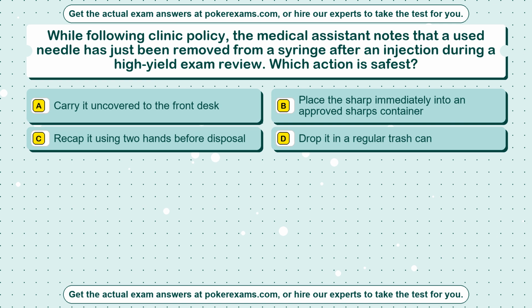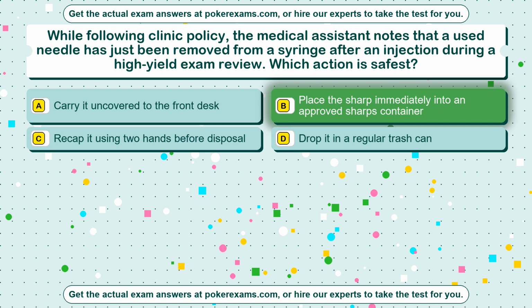Question 11. While following clinic policy, the medical assistant notes that a used needle has just been removed from a syringe after an injection during a high-yield exam review. Which action is safest? Option A. Carry it uncovered to the front desk. Option B. Place the sharp immediately into an approved sharps container. Option C. Recap it using 2 hands before disposal. Option D. Drop it in a regular trash can.